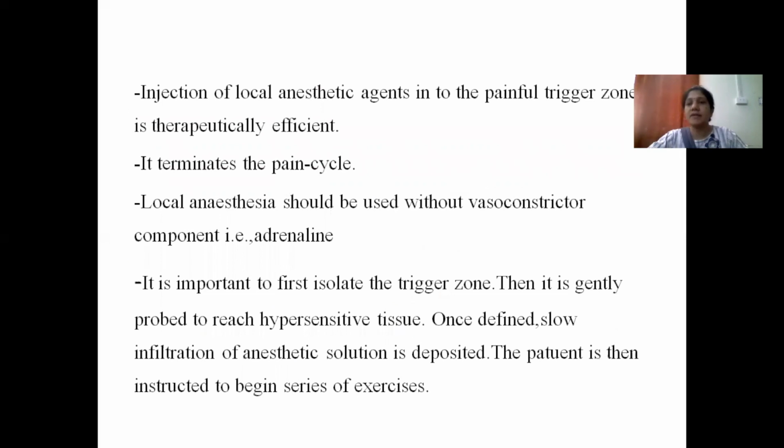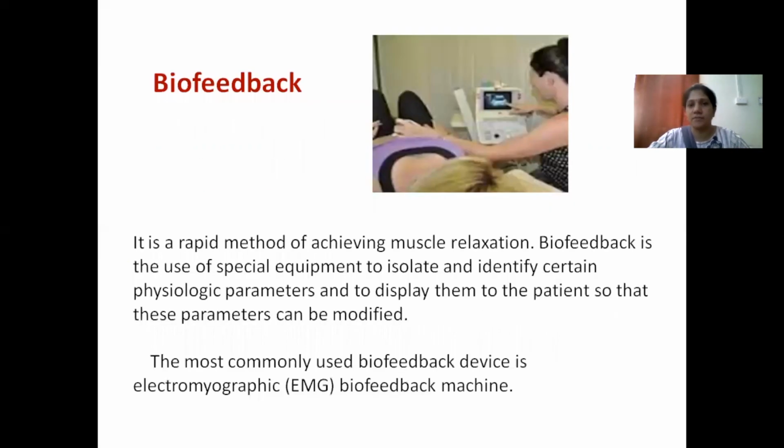Now the next is anesthesia. Anesthesia will relieve the pain. You are going to administer the anesthetic agent without vasoconstriction in the trigger points. Once after palpation, you are going to administer the local anesthetic agent to that particular area and do light relaxing movements.